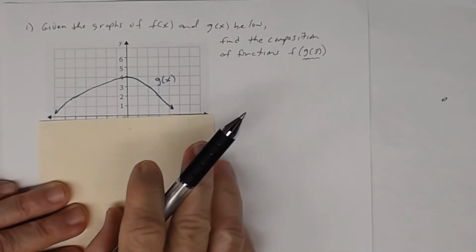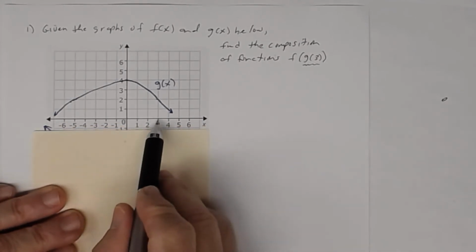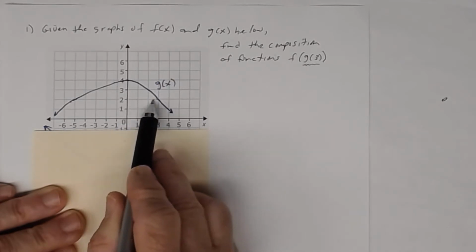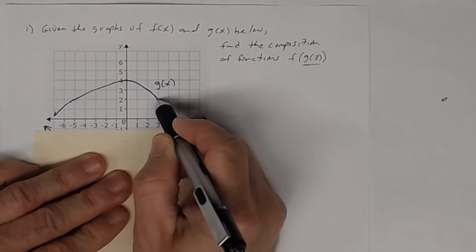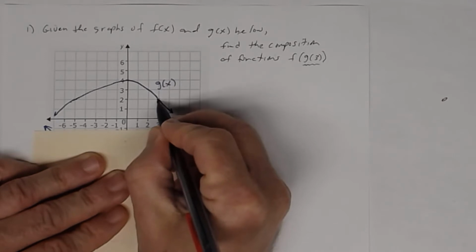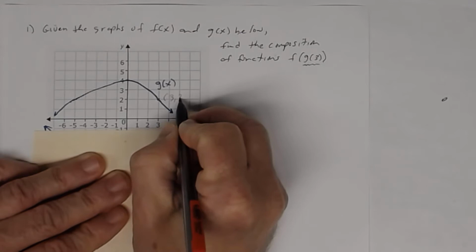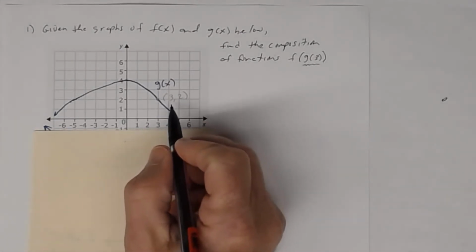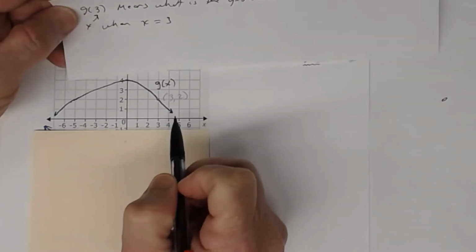So g of 3. You go to the coordinate plane, and when x is 3, here's the point right here. So that y value is 2. If you need to write it out, make sure you do that. On your graph, if you need to, label the point right here. That's the point (3, 2). So now what you found is that when x is 3, the y value is 2.